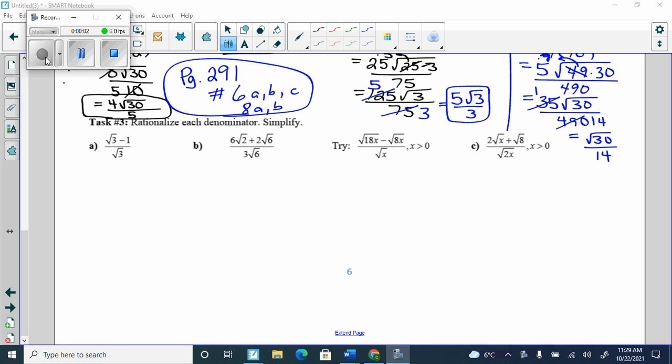Rationalize each denominator and then simplify. So we are not allowed to have radicals in our denominator, correct? If they give us a radical in the denominator, our goal is to rationalize the denominator, okay?